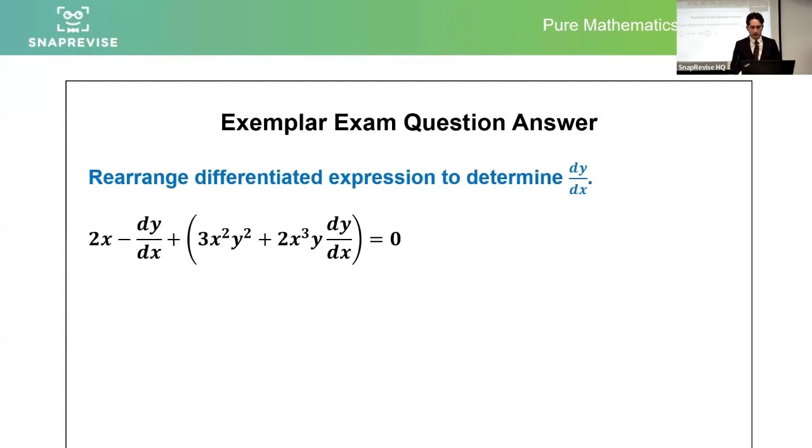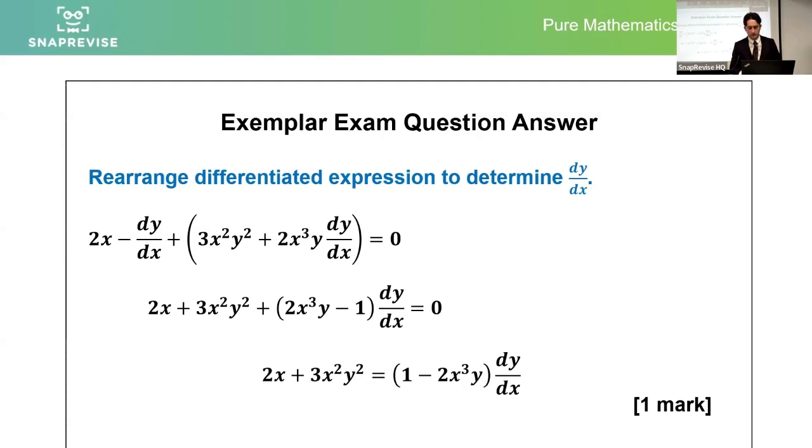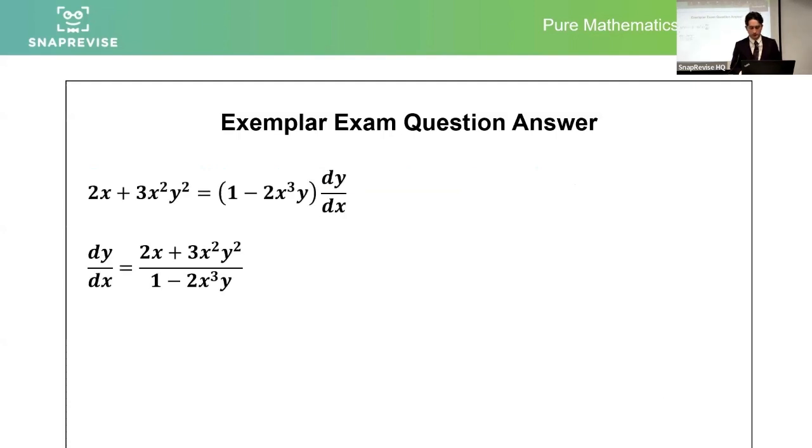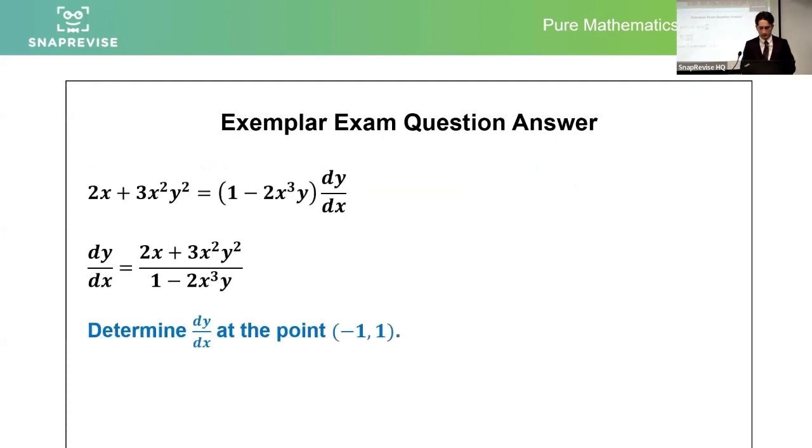But putting it all together, that's what we get. So we get the 2x, the minus dy dx, that product rule. The other bit went to 0. So then it's just collecting like terms, get the dy dx's on one side, get all the other stuff on the other, and then divide through to just leave dy dx on its own. So that was the final answer if you want to write that down.